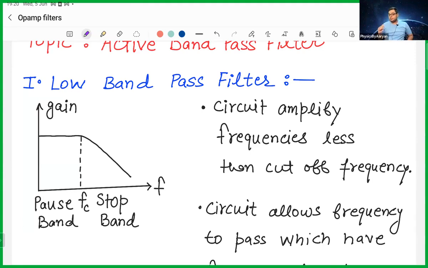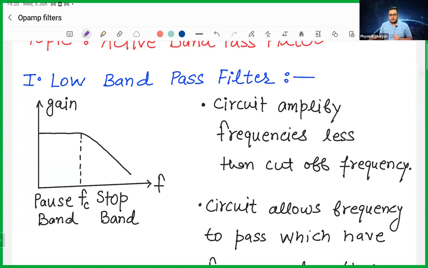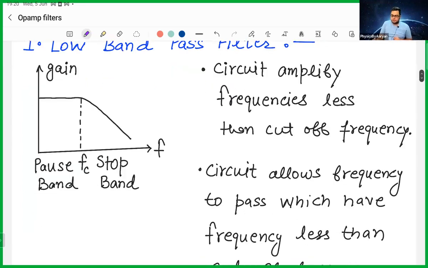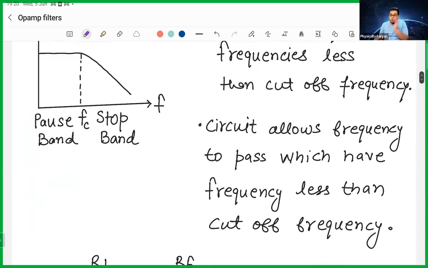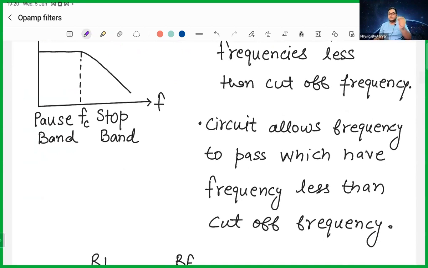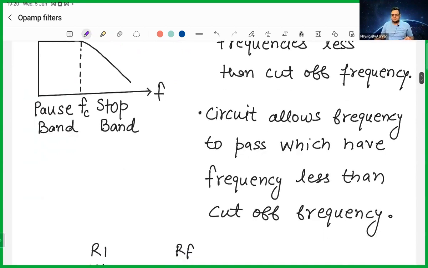So in the final data, you will see the lower frequencies much more. You will see high peaks for the low frequencies. So this is what will happen, and the circuit will amplify the frequencies which are less than the cutoff frequency. A low pass filter means the frequencies lower than the cutoff will pass. That is why it is known as a low pass filter.